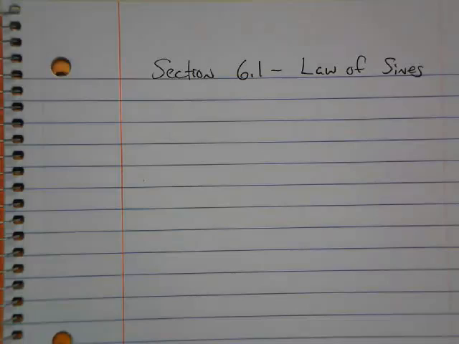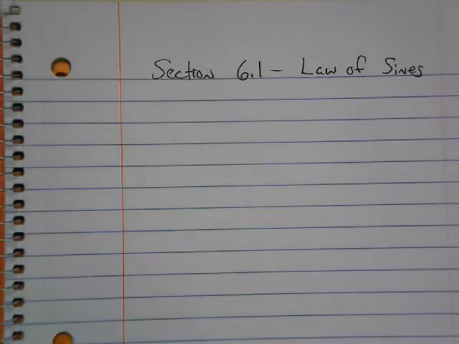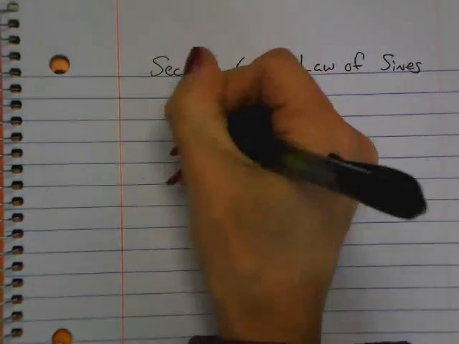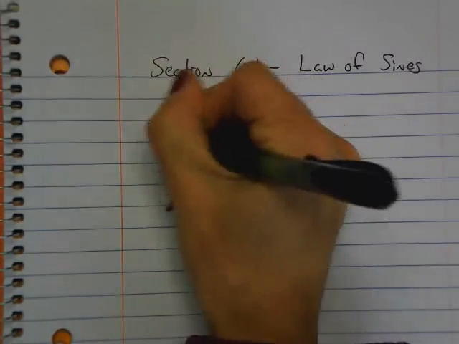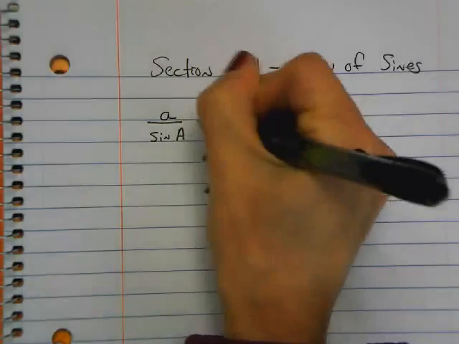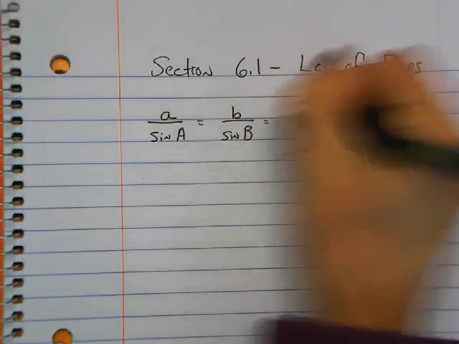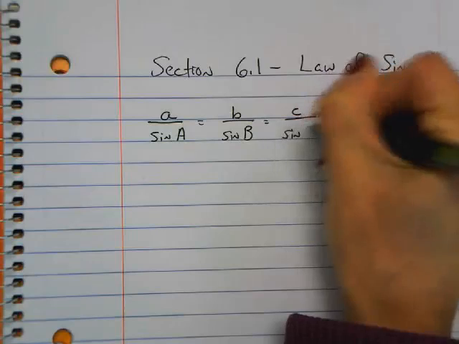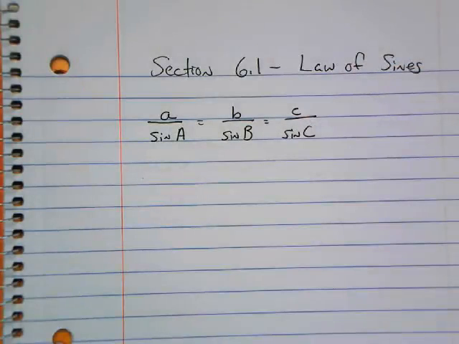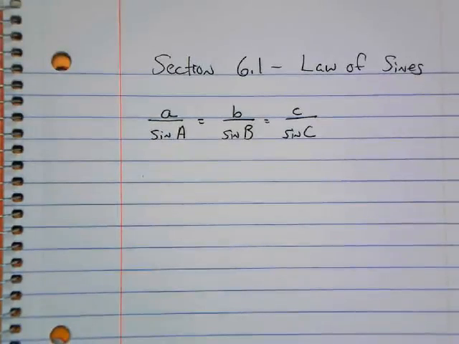We'll survive. Today we're going to look at 6-1, law of sines. The law of sines is used to find missing parts of triangles. It's a over sine of angle A, b over sine of angle B, c over sine of angle C.